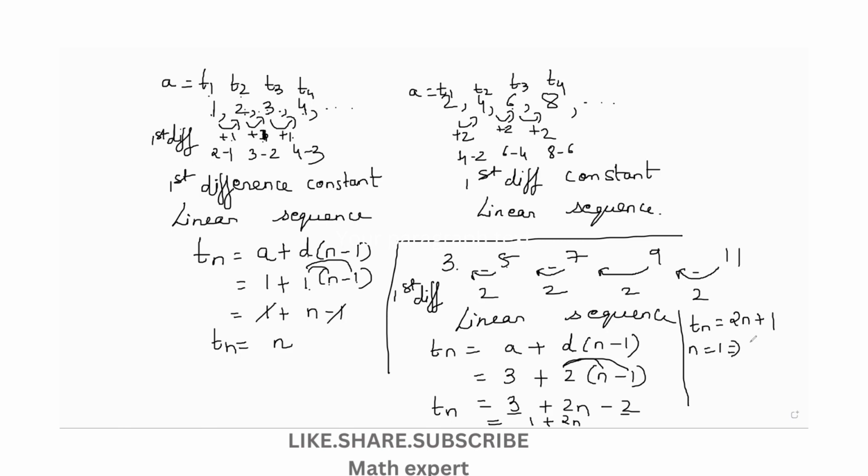So what is my T1? It will be 2 into 1 plus 1, which is 3. Can you see my first term is 3, T1? Let's take T2. That is 2 into 2 plus 1, which is 5. Can you see my second term is 5? So you can verify this formula to find your answer. Is it clear? Okay, now moving to the next sequence.